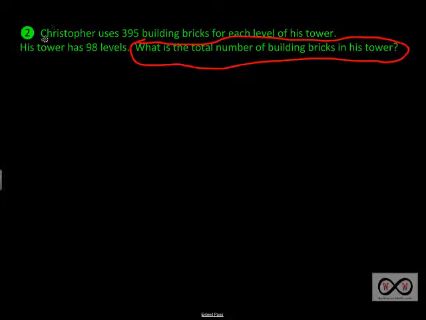Okay, now we'll go back up and look for some math clues. Christopher uses 395. Oh, there's a number we can use. Building bricks, that's probably our label for each. And there's our word each. Okay, each level. So he uses 395 building bricks for each level. And the second part of the problem tells us some valuable information. His tower has 98 levels.